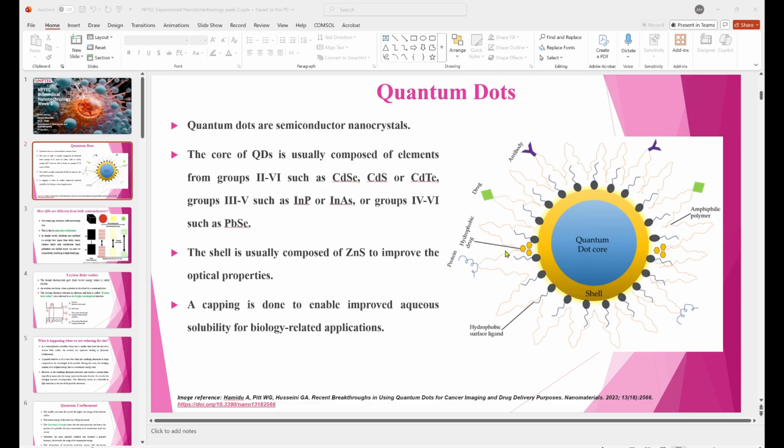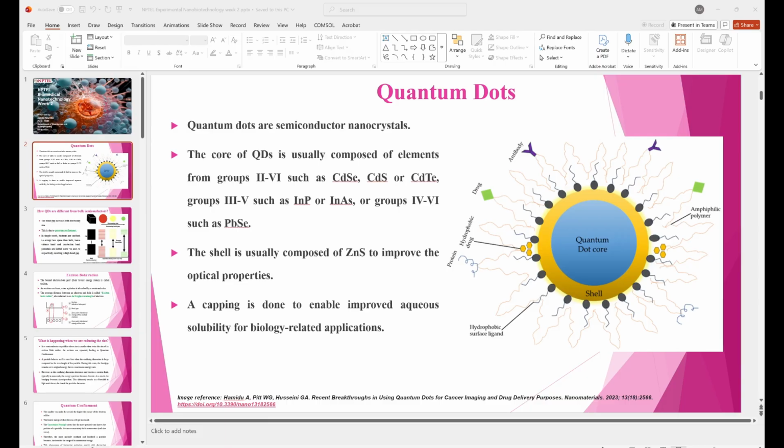So these are also fluorescing materials, right? This ZnS shell will improve your optical fluorescence. So it will increase your quantum yield. I think you have learned quantum yield in fluorescence spectroscopy. So this ZnS shell is basically to increase the quantum yield of your nanoparticle. Capping is done to enable improved aqueous solubility for biology related applications.